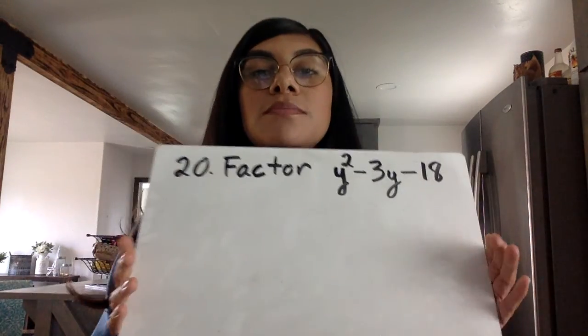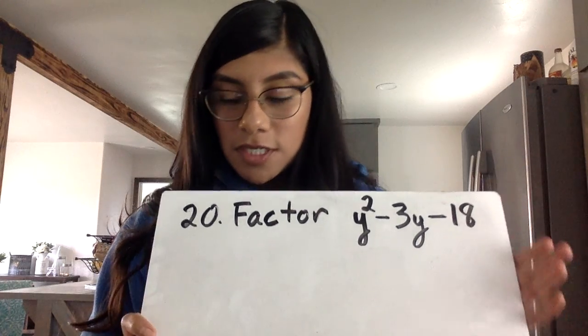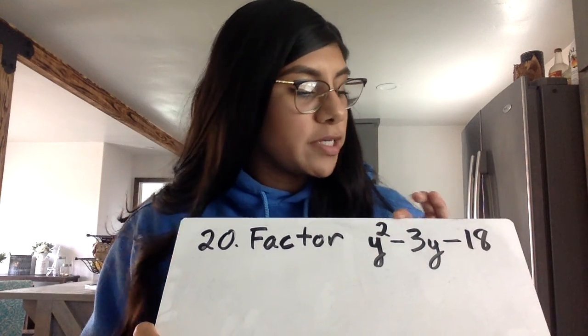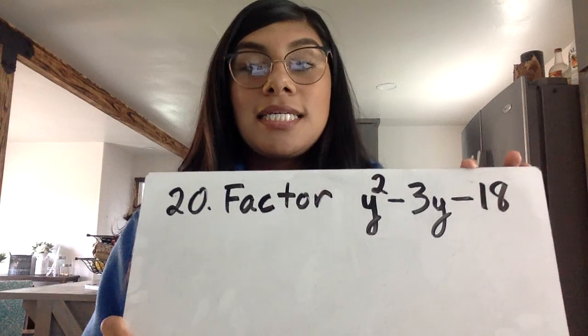Let's jump into this. Today's lesson is on factoring, specifically factoring when the leading coefficient is 1. There are 3 examples that I picked from the assignment that my students should be doing today, March 24th. Question number 20 is from your textbook. It says factor y squared minus 3y minus 18.